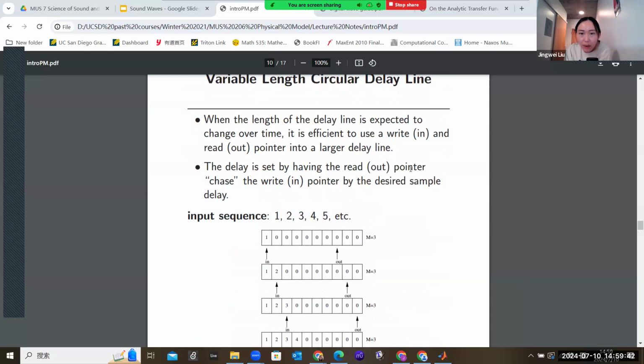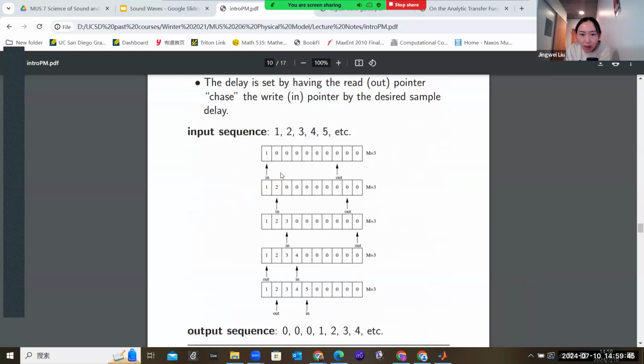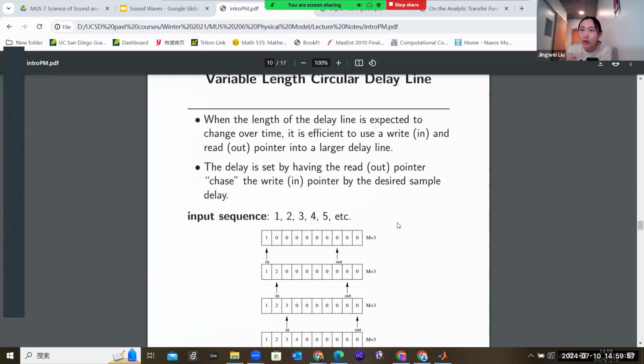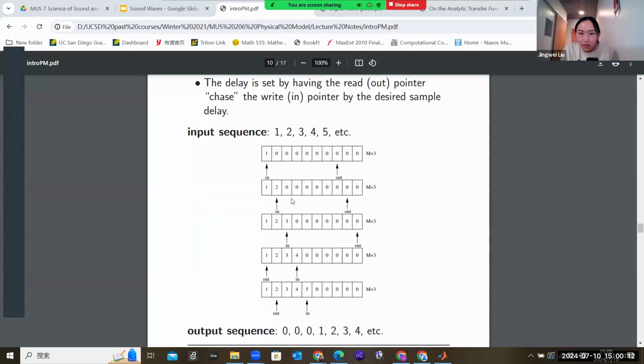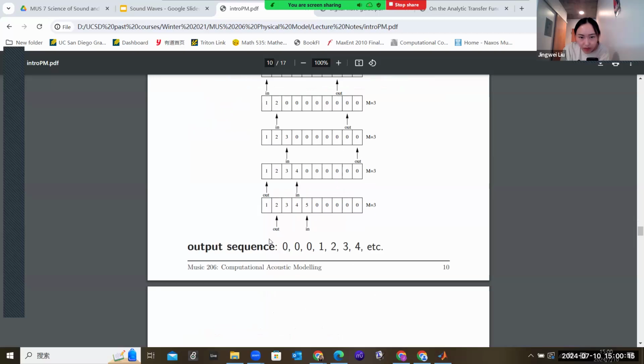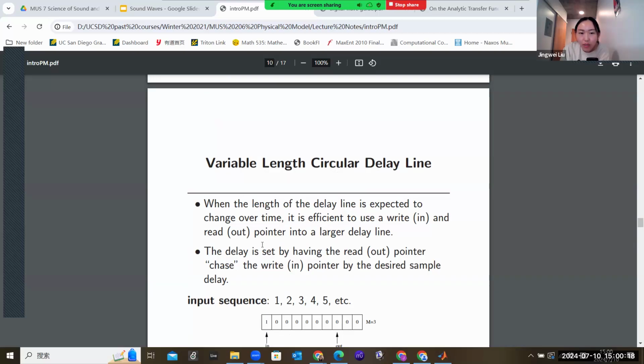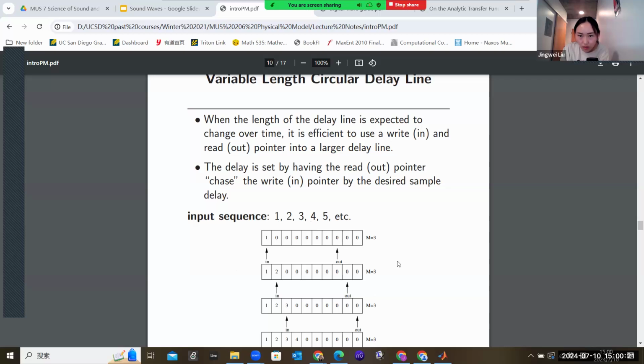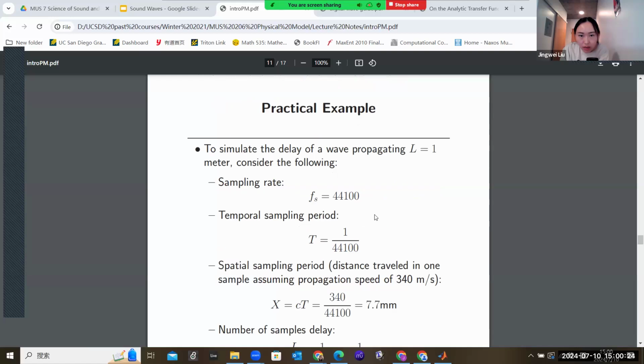So here is a better illustration of the delay line. When you input those things, it's like the basic computer read and write. The in is the read head, the out is the write. So these are the pointers of the computer, and this is how you read in the delay line and how to write out of the delay line. So this example, let's skip this.